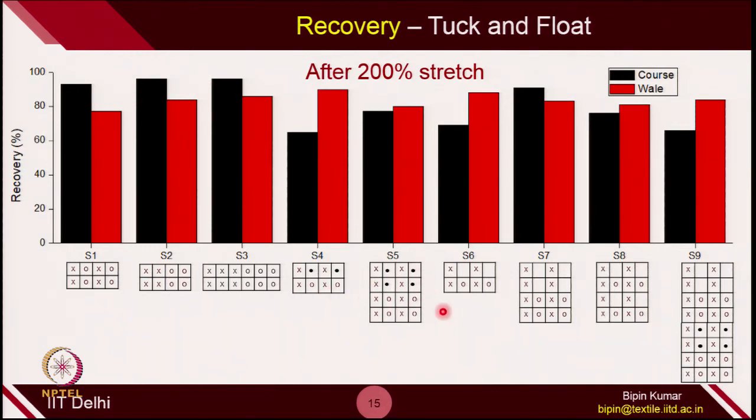When you include tuck, because of tuck you can see the recovery becomes poor, you can see here clearly. So, this is very poor recovery in course direction because the yarn will deform after 200% stretch. When you have 2 tucks simultaneously, again the same thing is happening. Compared to rib, you have poor response. If you see float, again it has poor recovery in course direction compared to rib.